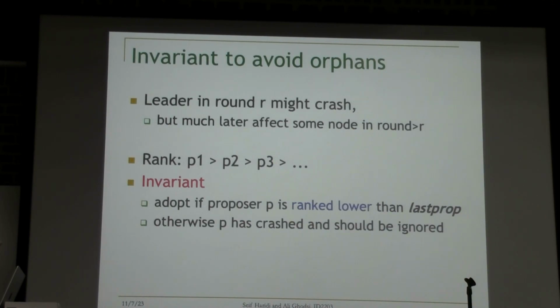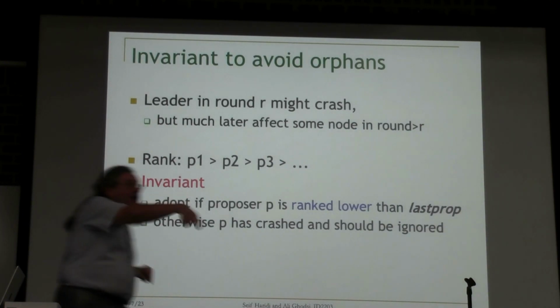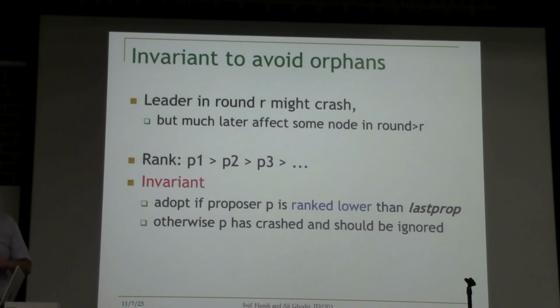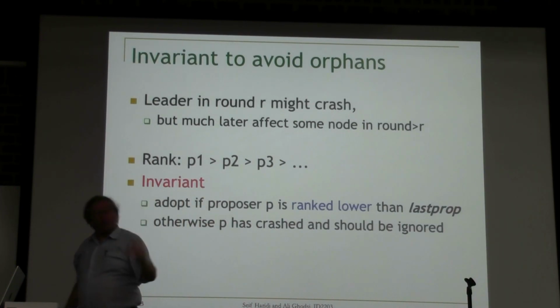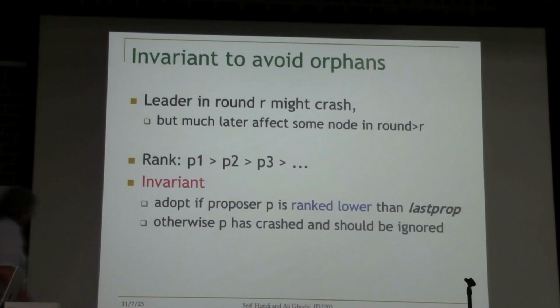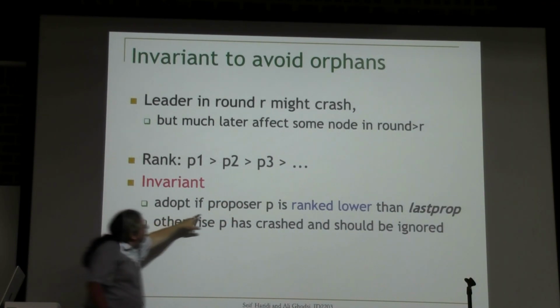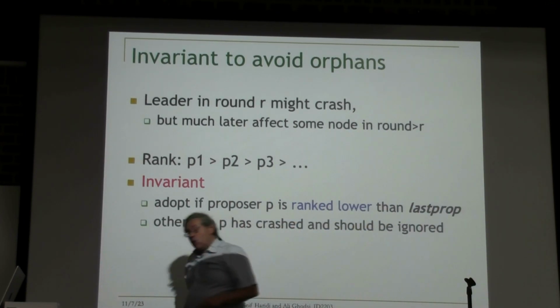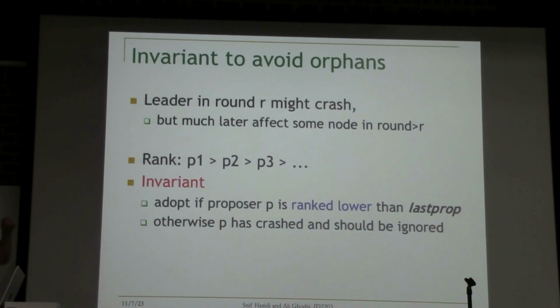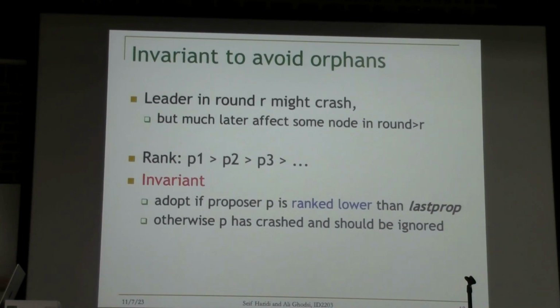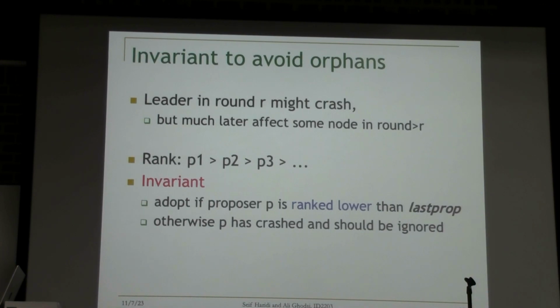Okay, so the idea is the following. The leader in round R, it starts with 1, but at some point round R's leader crashes. But it still has sent messages, and some of those messages will affect nodes much later on, in a round greater than R. And the way to get around this is to rank the nodes. Let's say P1 is ranked higher than P2, which is ranked higher than P3, and we only adopt if the proposer is ranked lower than last prop, which means it doesn't come from an older round. A higher rank means it's coming from an earlier round. So that's what we have to do.